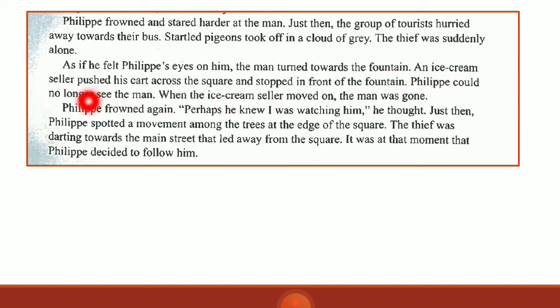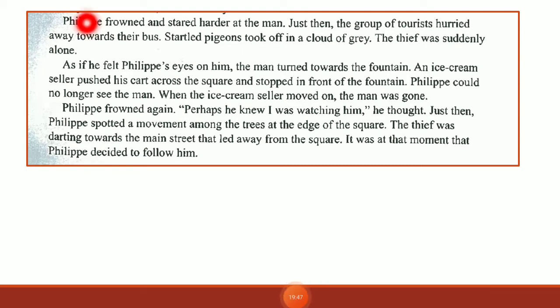An ice cream seller pushed his cart across the square and stopped in front of the fountain. Philippe could no longer see the man. When the ice cream seller moved on, the man was gone. Philippe frowned again. Perhaps he knew I was watching him, he thought. Just then, Philippe spotted a movement among the trees at the edge of the square. The thief was darting towards the main street that led away from the square. It was at that moment that Philippe decided to follow him.